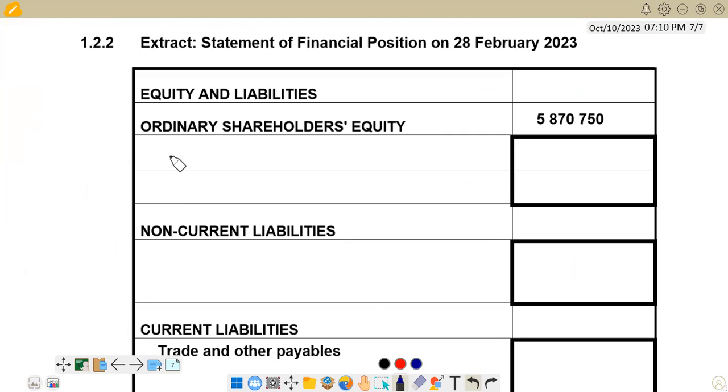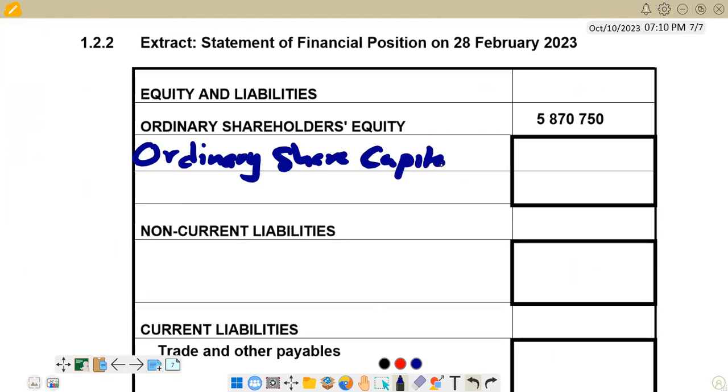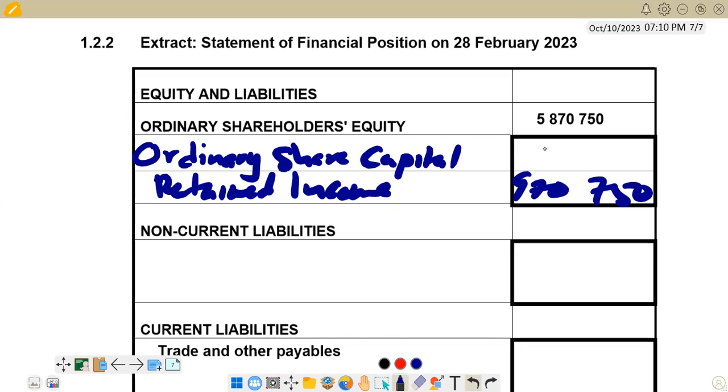Ordinary equity. So we have ordinary share capital, but the figure for ordinary share capital is not given in the question. And then we've got retained income, and the figure for retained income that we are given is 970,750. So we can now find the figure for ordinary share capital by saying 5,870,750 minus this one. Then we get for ordinary share capital 4,900,000.